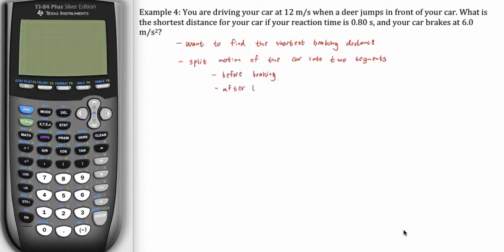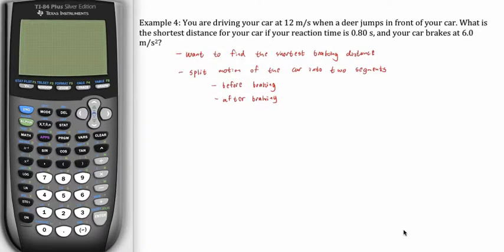Okay? Because we've got that reaction time. We've got 0.8 seconds where the car is going to be continuing to move at constant velocity at the 12 meters per second, and then we have the time where the car is decelerating. Okay? Has a negative acceleration. So let's draw a little picture here which shows our setup.